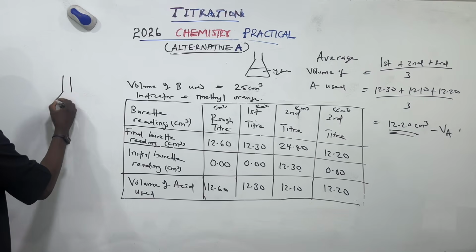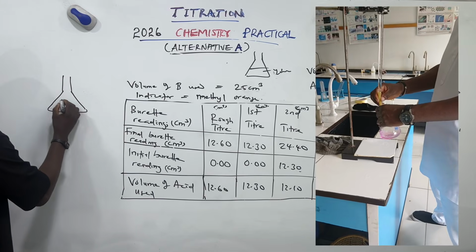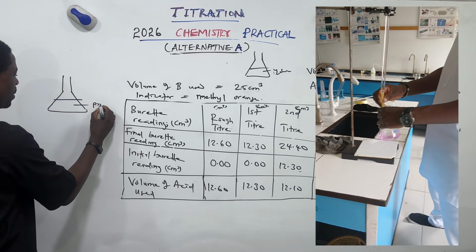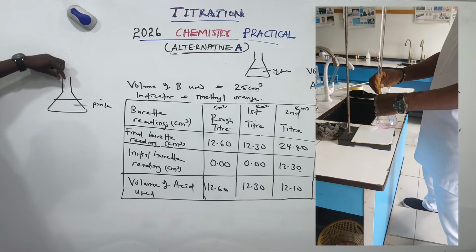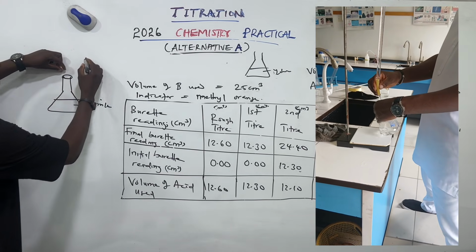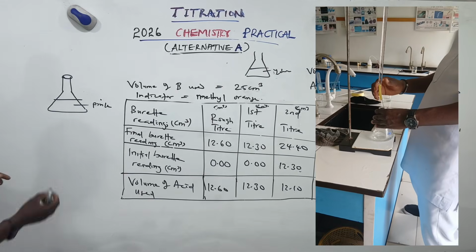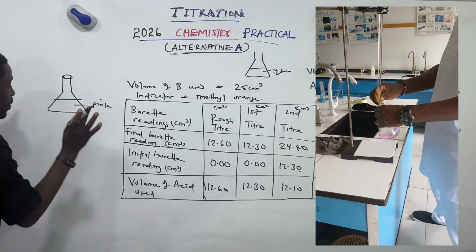The color of phenolphthalein in the base is pink, a very bright pink, something that looks even purple. And in acid, it's colorless. So you are starting with a pink solution.